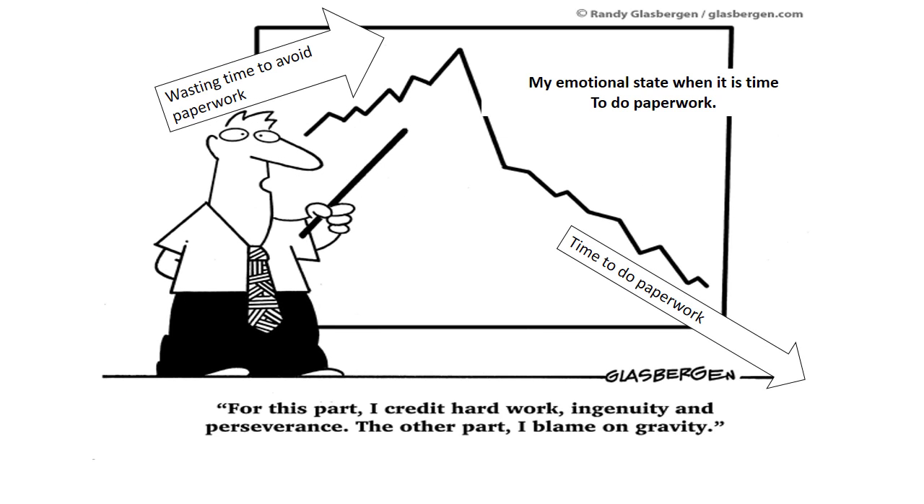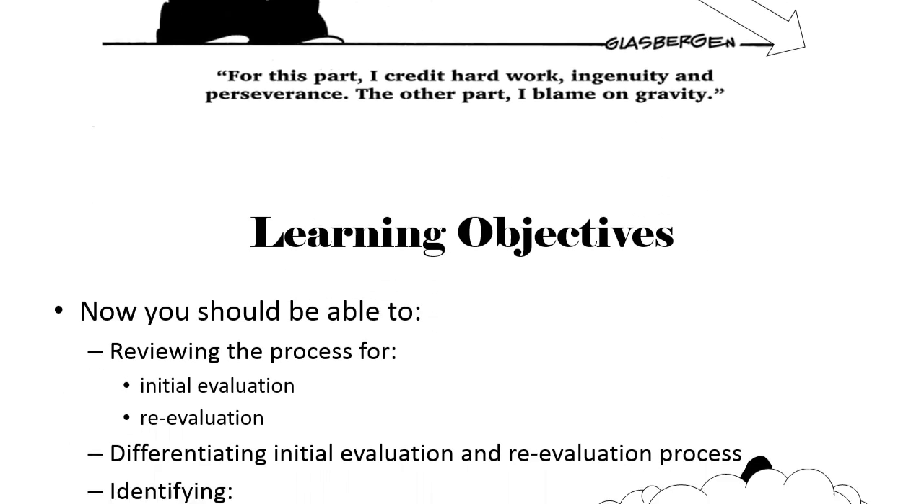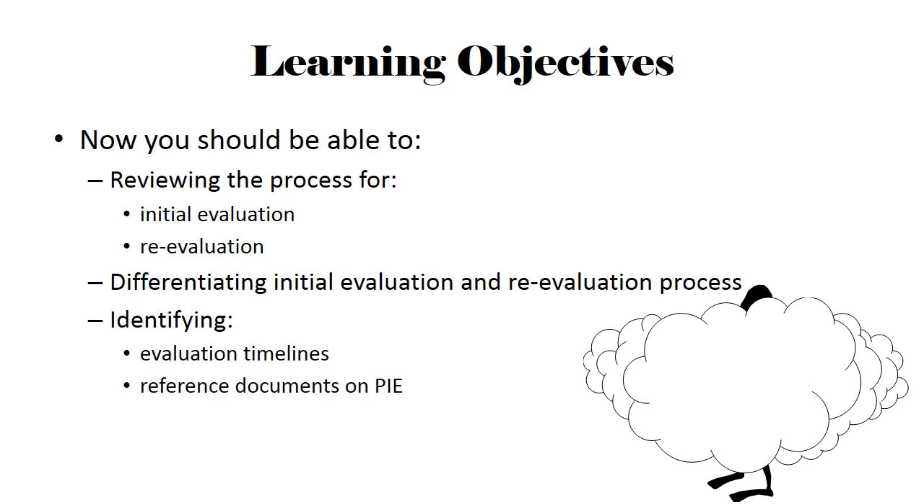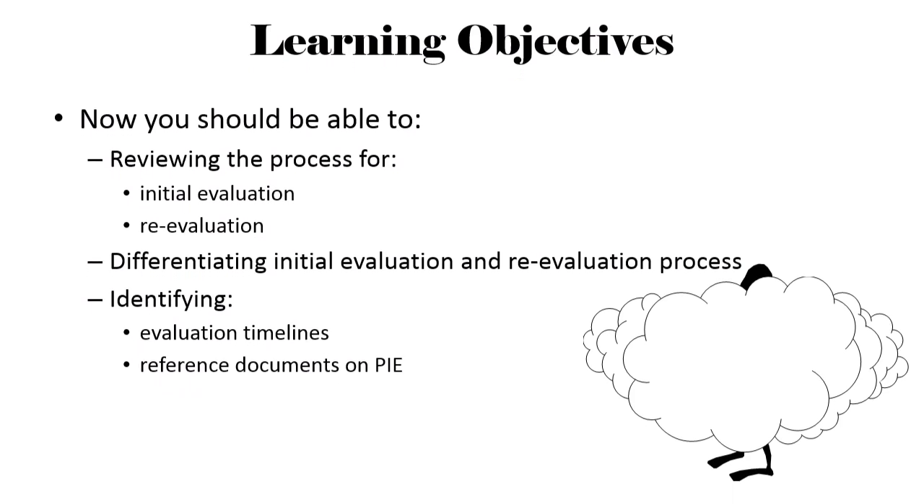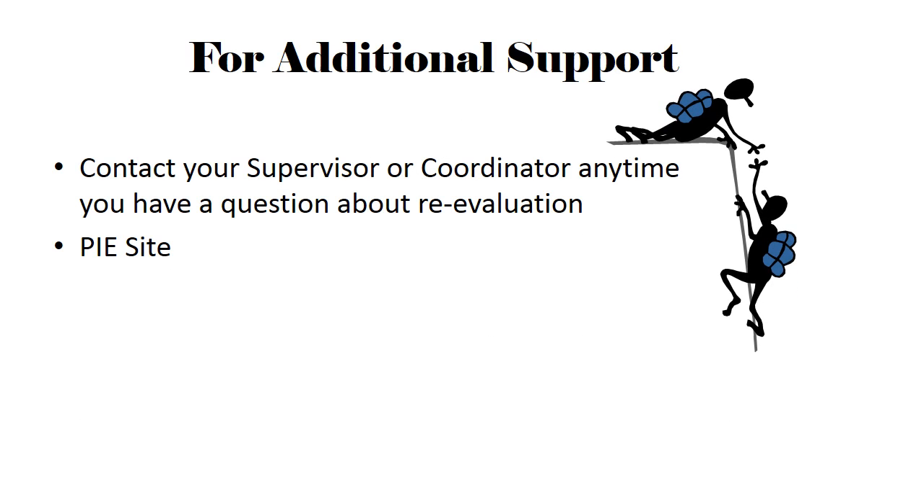Keep in mind, planning ahead with the RDR and initial evaluation process can decrease stress and frustration for your entire team. And now you should be able to support your mentee by reviewing the process for initial evaluation and reevaluation, differentiating initial evaluation and reevaluation procedures, and identifying evaluation timelines and referencing the documents on the PIE site. Please contact your supervisor or coordinator anytime you have a question about reevaluation and refer to the PIE site.